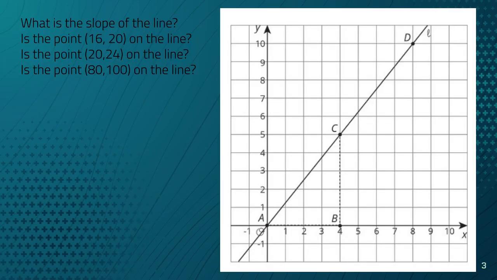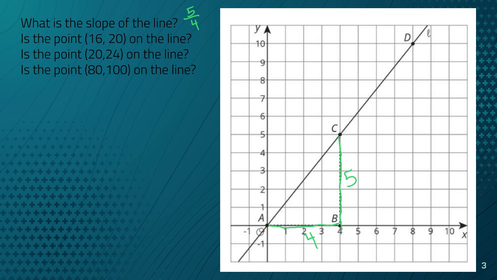So example number one, our first question is, what is the slope of the line? This should be pretty easy because we've done this every day so far this week. So our vertical distance is 5. I can count 1, 2, 3, 4, 5. And then my horizontal distance right here would be 4. So what would my slope be? 5/4, that's correct.